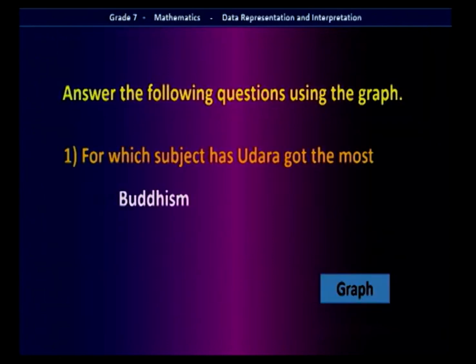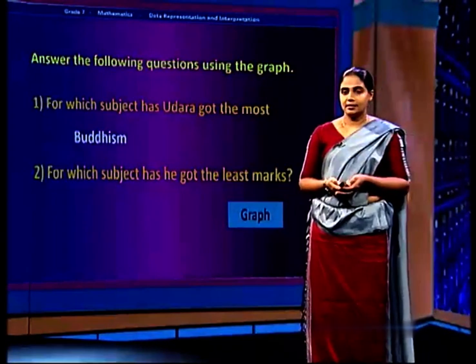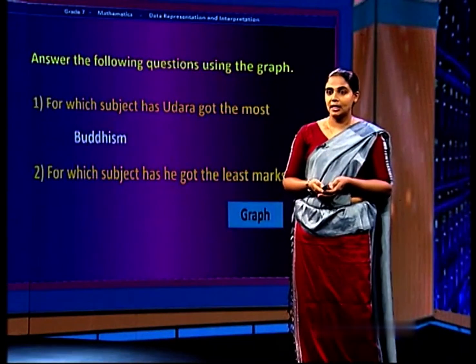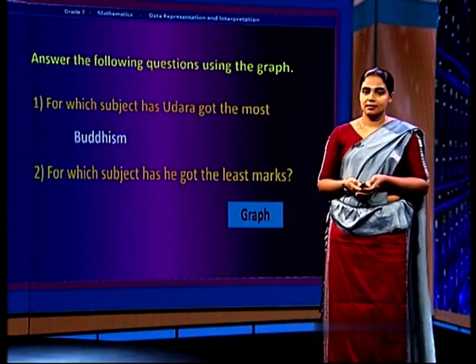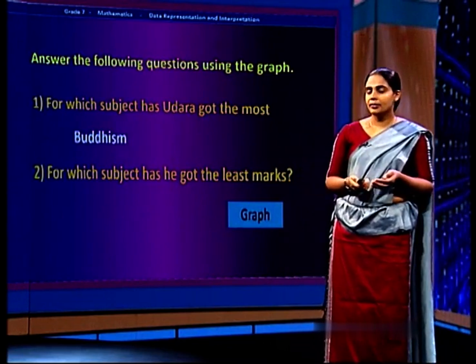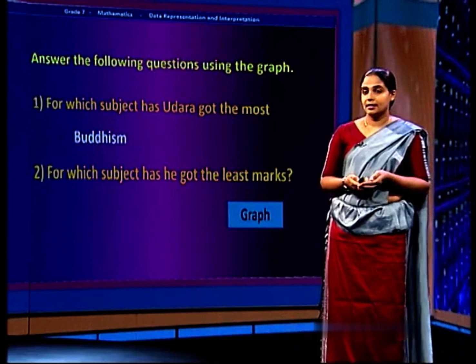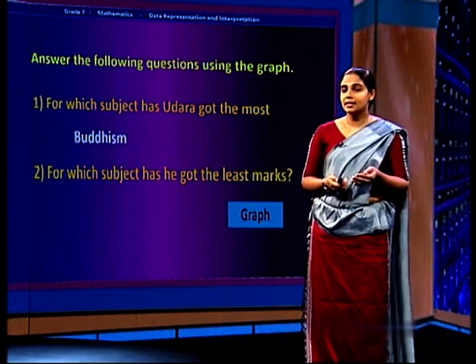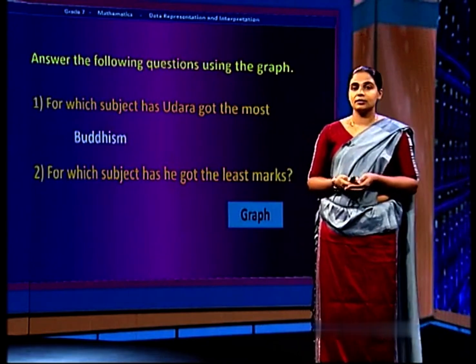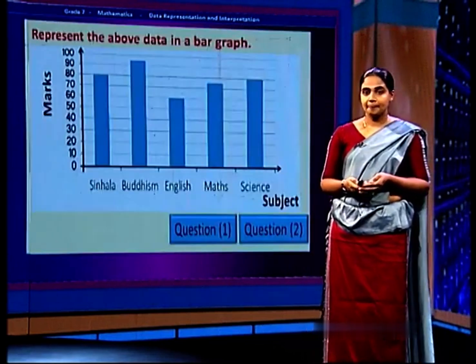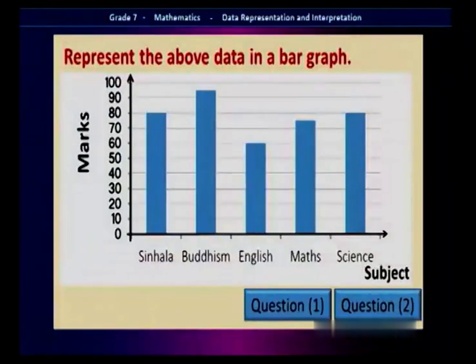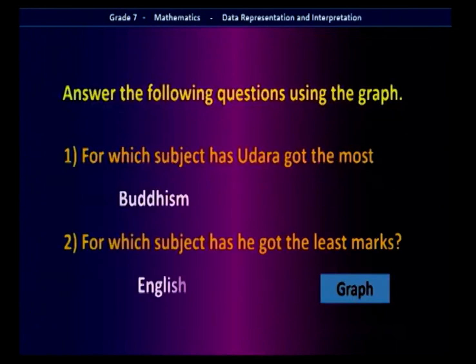Then dear kids, what is the next question? For which subject has he got the least marks? Least marks? How can you find it using the bars? It should be the shortest bar. Now let's go to the graph again. Which is the shortest bar? It is for English. Then your answer should be English. Is it clear? Now I think you can read bar graphs.